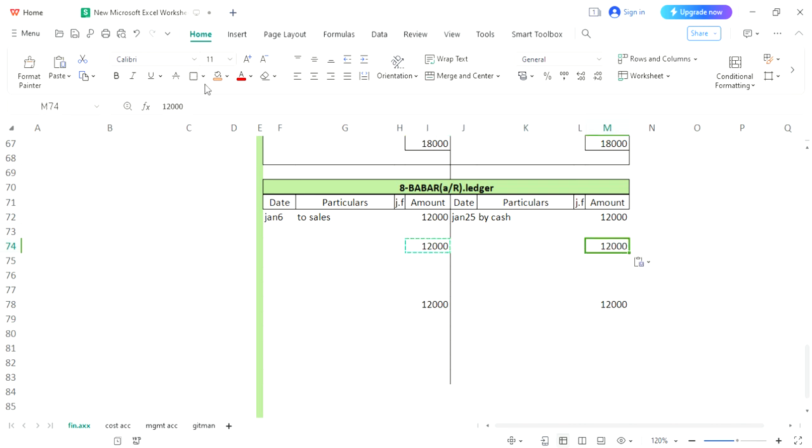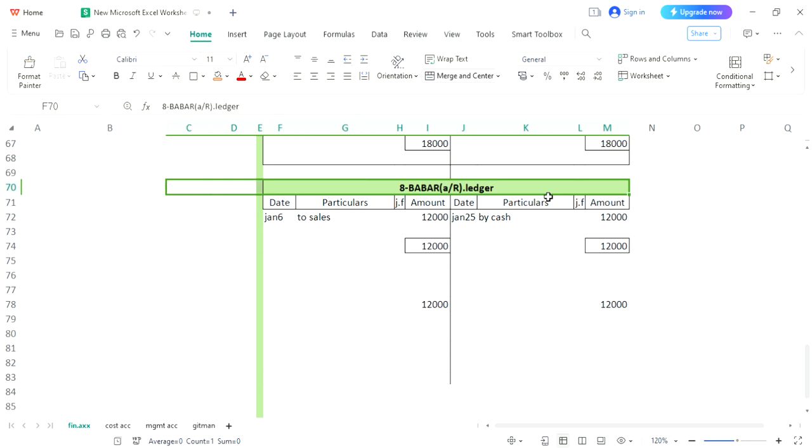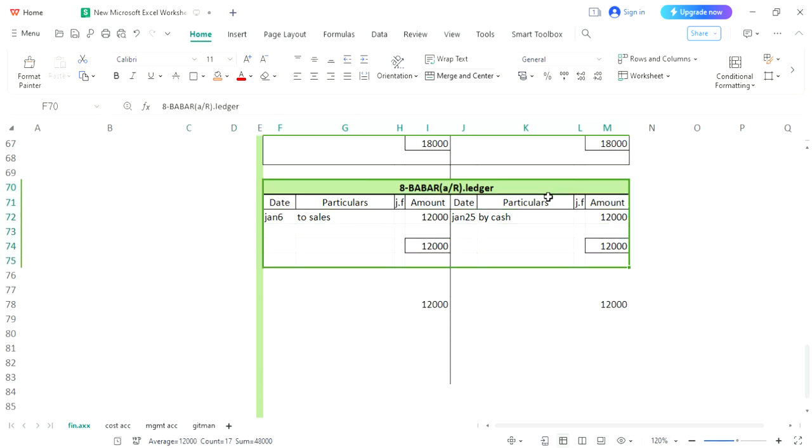The total is completed. We will not be able to calculate the initial balance. Why? Because there is no larger or smaller sum. Balance would not be calculated. So we will automatically understand that Babar's ledger is completed without calculation of balance brought down. So mark it as done. Mark it as done.